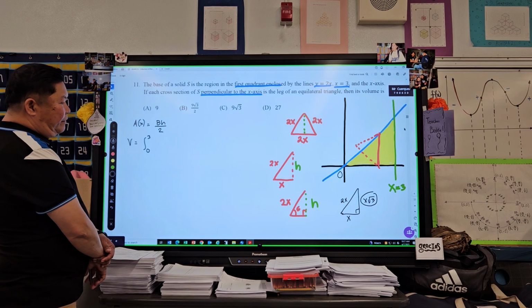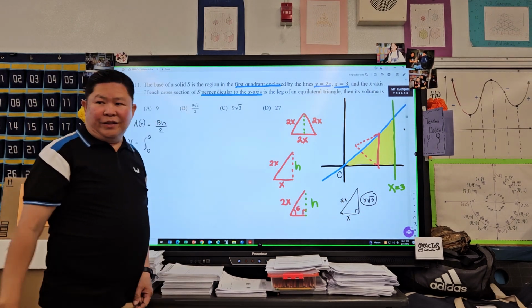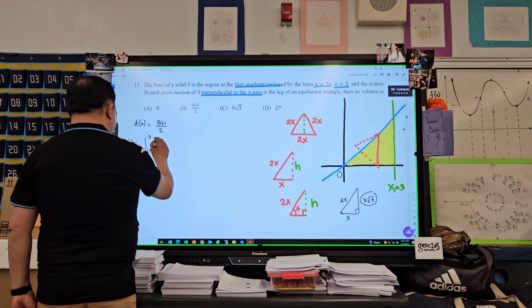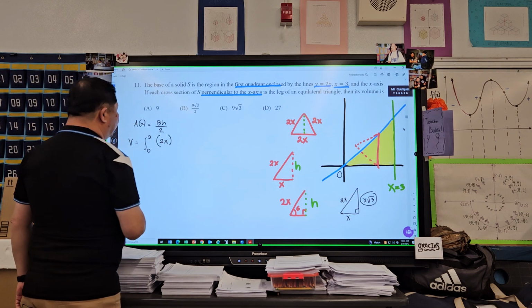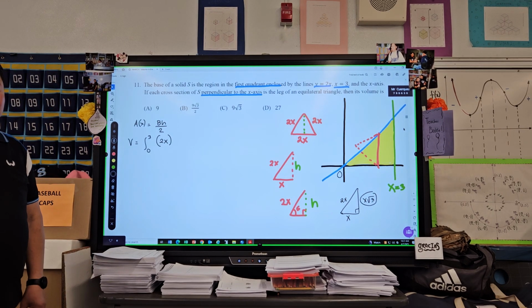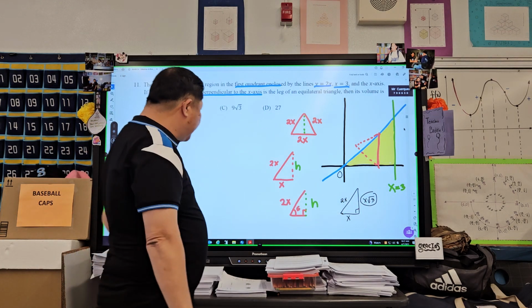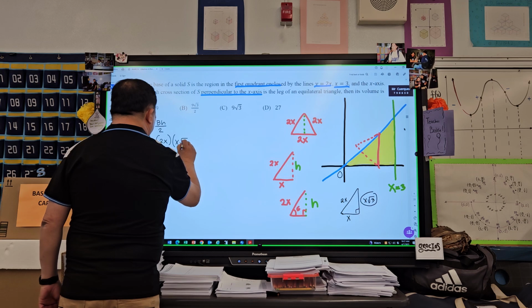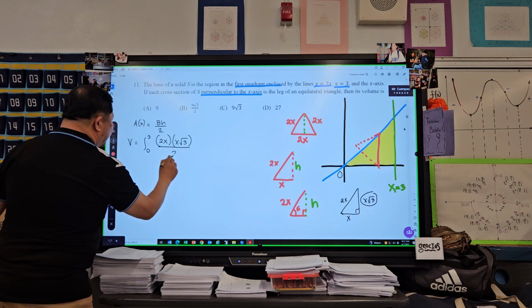What is the base? x. Sure. This is the base, 2x. Do you get me? So the base is 2x. And what is the height? What is the height of a triangle? It's h. x times the square root of 3. So the height is x times the square root of 3. Base times height over 2.